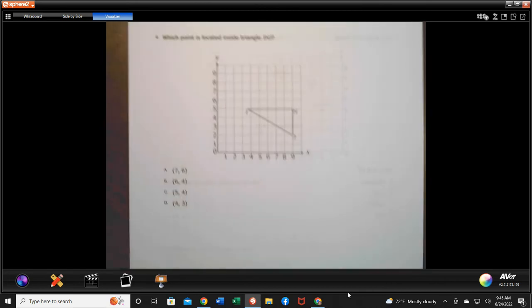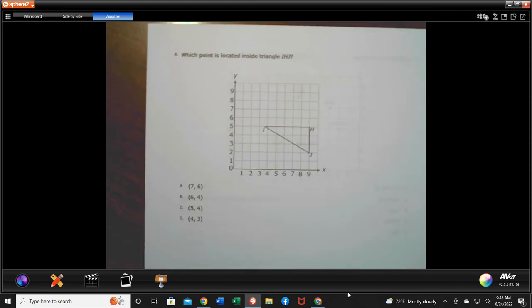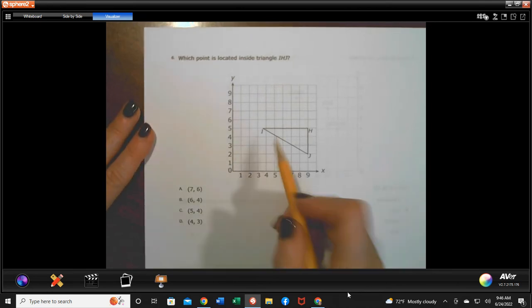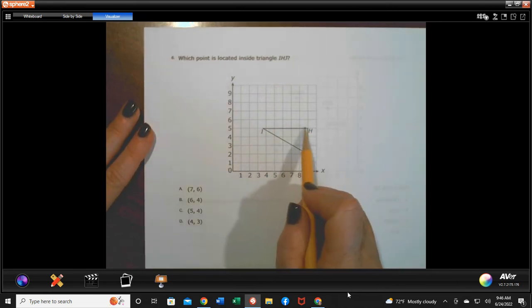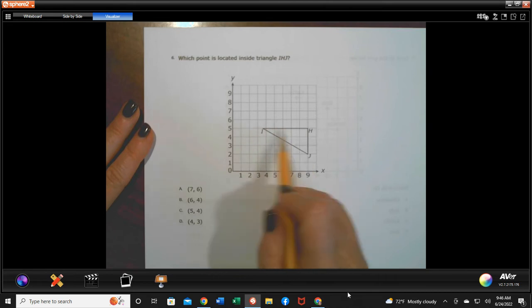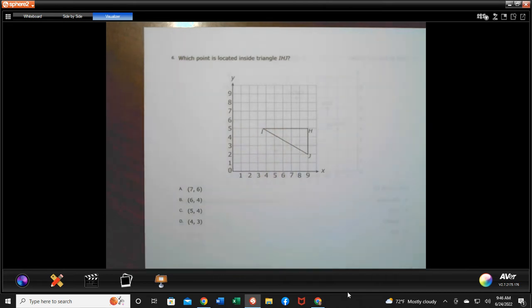All right, problem number 6. Which point is located inside triangle IHJ? Well, we've got 4 points. We need to plot them, and we need to find which one is inside the triangle. Now remember, if it is on one of the lines where the triangle's borders are, that is not inside or outside. So that would not work.